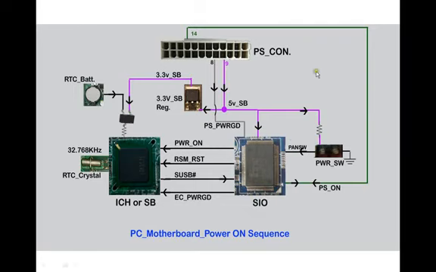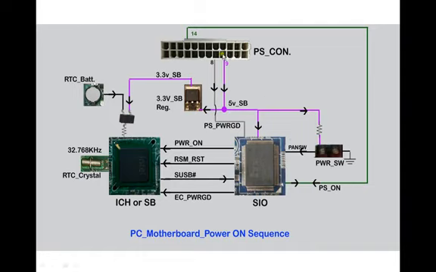The sections involved in this startup circuit are the power supply connector, SIO chip, front panel, 3.3 voltage regulator, RTC battery, and RTC circuitry, which is a part of the south bridge. The south bridge is also called ICH, input output controller hub. In i3, i5, i7 processor motherboards it is called a PCH, and an RTC crystal. These are the components or sections involved in this power on circuit.